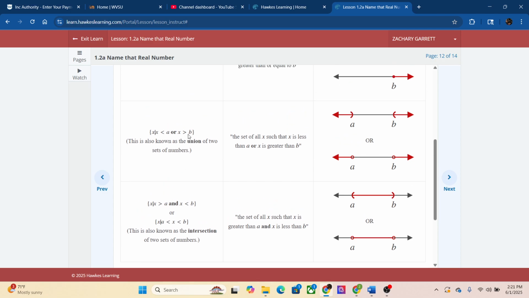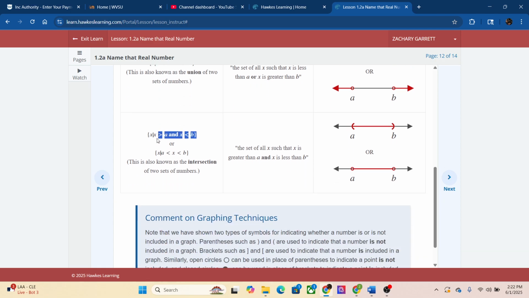As you can see, the words or and and are important because they determine the type of graph that you're going to have here. So x such that x is greater than a and x is less than b. Right here, x is greater than a, so it's going to be greater than a, and x is less than b, so x is going to be less than b. So x is somewhere in here. This is also known as the intersection of two sets of numbers.